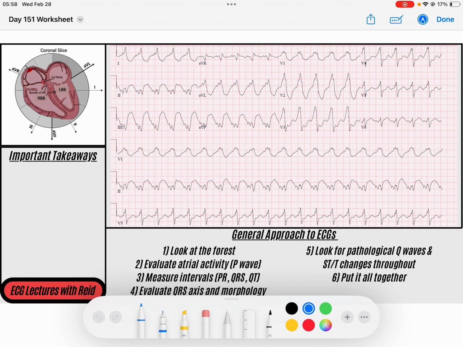So let's jump into this one. This is a scary rhythm, right? You know, someone walks in, you're working in the ER, and the nurse walks in, and she's like, hey, I need you to look at this. And so this is what you get, right?